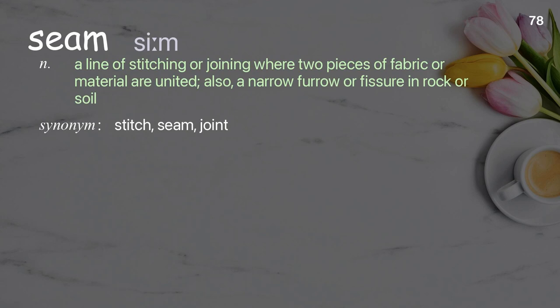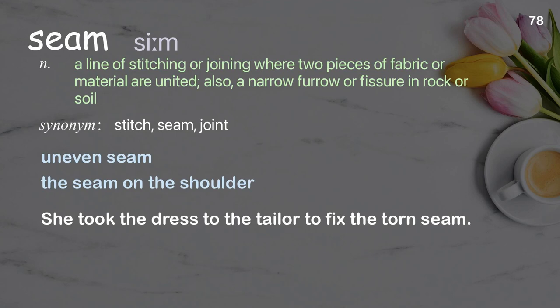Seam: a line of stitching or joining where two pieces of fabric or material are united, also, a narrow furrow or fissure in rock or soil. Examples: uneven seam, the seam on the shoulder. She took the dress to the tailor to fix the torn seam.